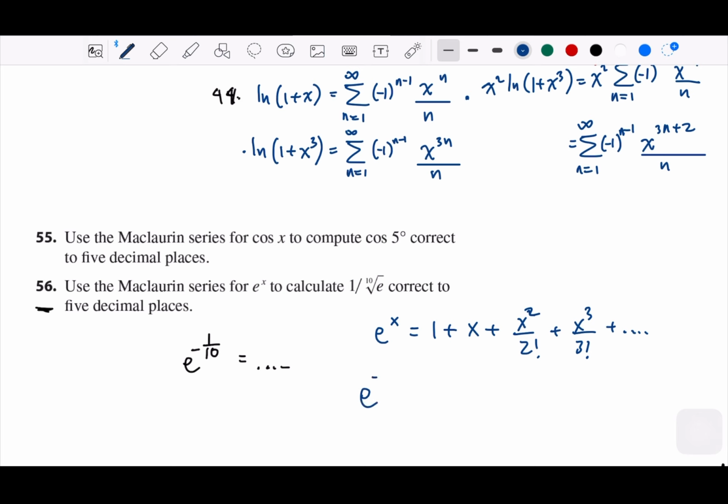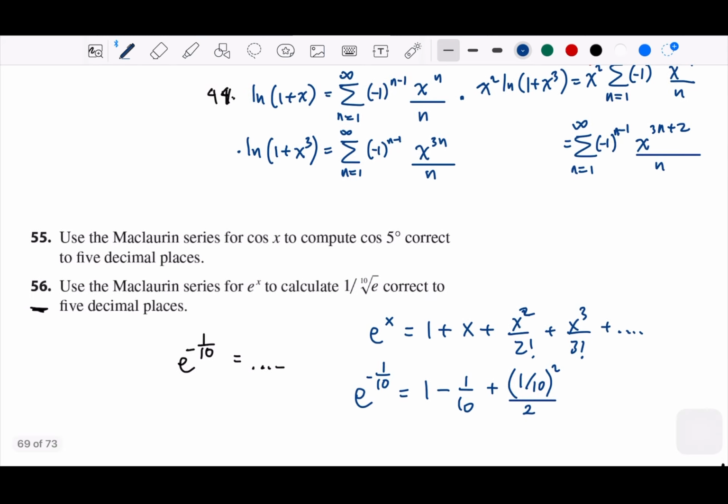So this e to the negative 1 over 10 means that we are going to exchange all the x with the 1 over 10. So 1, and then exchange x with negative 1 over 10, plus this will be 1 over 10 squared. The negative will be positive, right? And then over 2, and then plus, or say negative because it's cube.